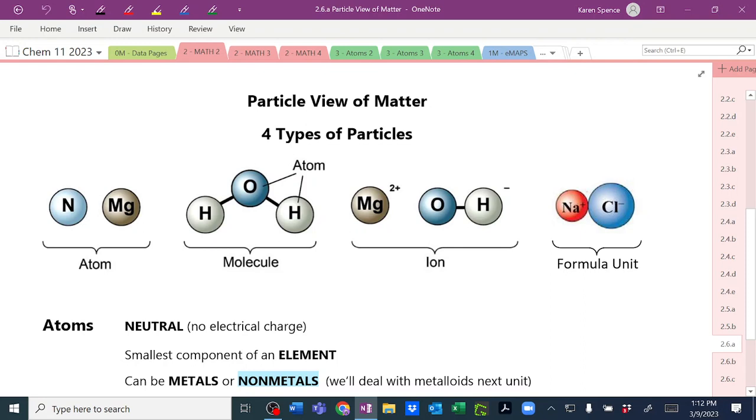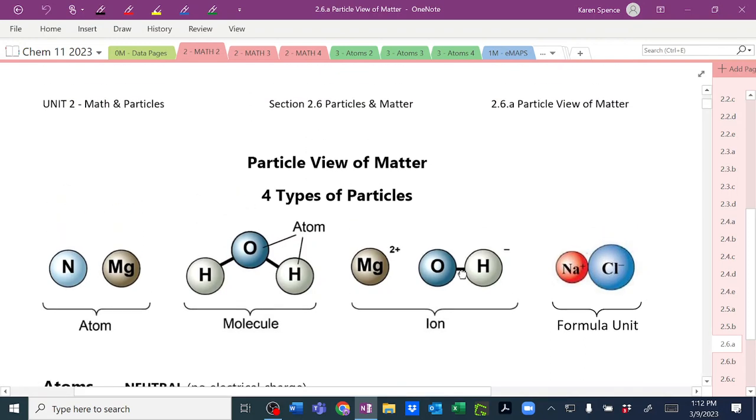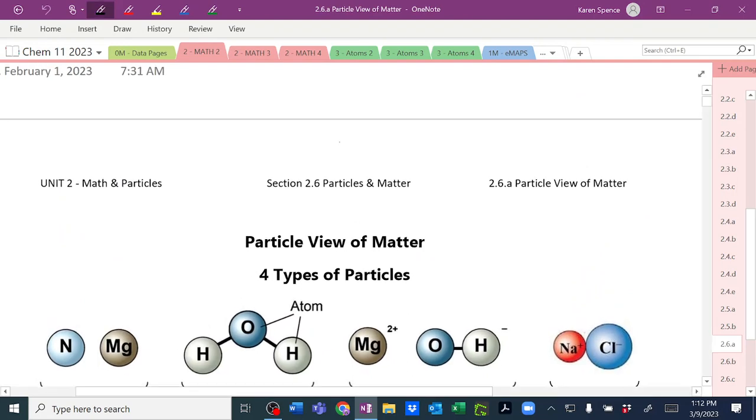And one of the things we're going to be focusing on here is electrical charge. Do you guys know the types of electrical charge? There's negative. Yep. Negative, positive, and neutral.